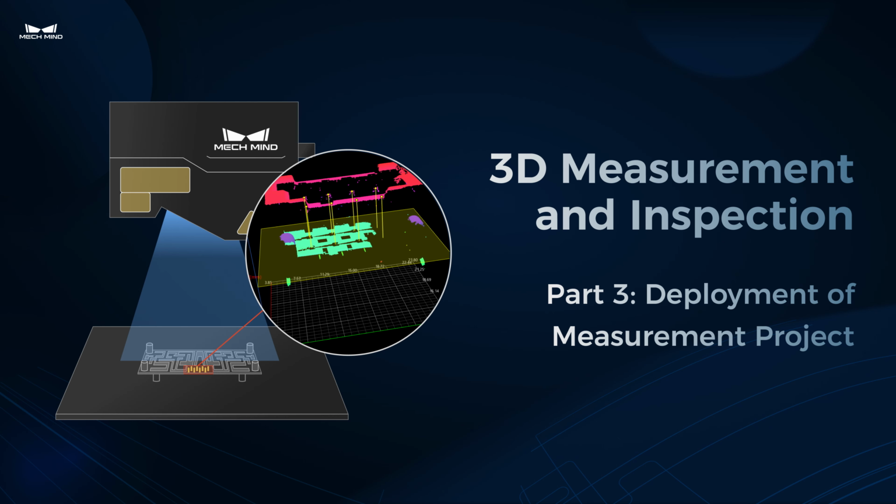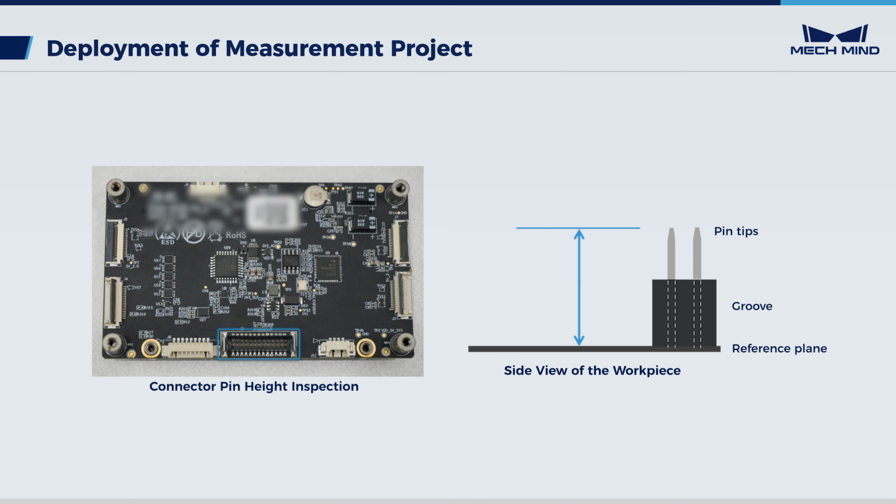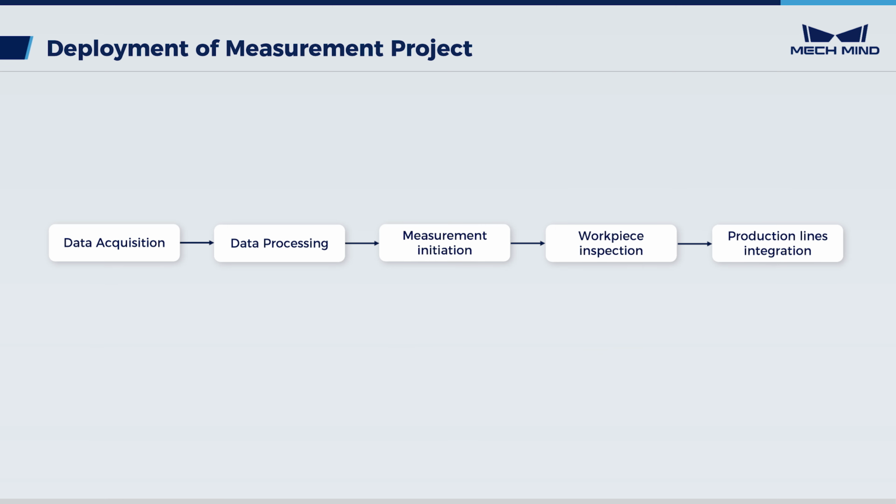This video will demonstrate how to utilize Mech-MSR to measure and inspect the height of connector pins, ensuring that workpieces meet quality standards. The measurement target is the distance from the pin tip to the reference plane, which, in this case, is the surface of the PCB board. Before formal measurement deployment, make sure to complete the preliminary data acquisition tasks. Next, move on to data processing.